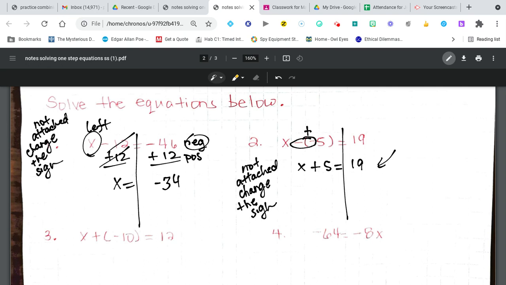You gotta change the sign. So I'm gonna change the sign of plus 5 to negative 5. And what I do to one side, I do to the other. And then 19 minus 5 is just regular subtraction. You get 14.